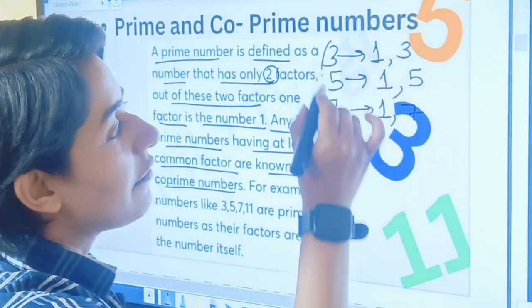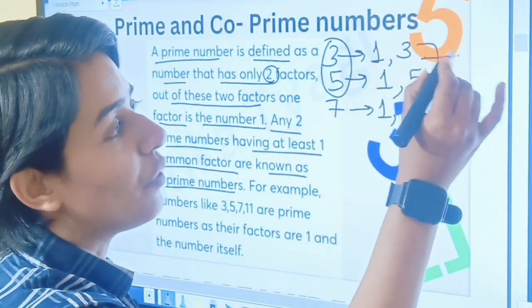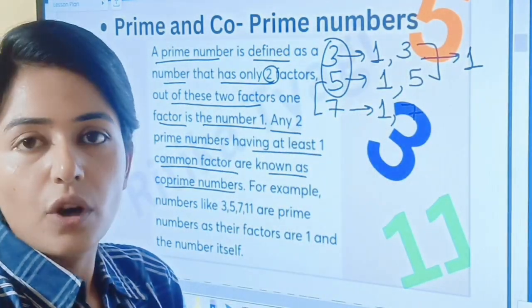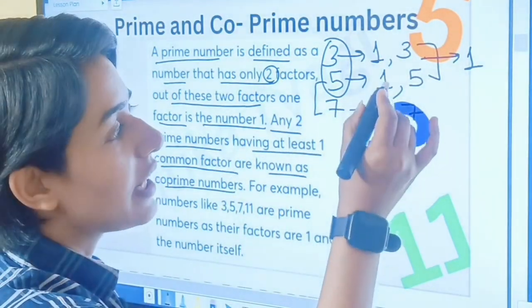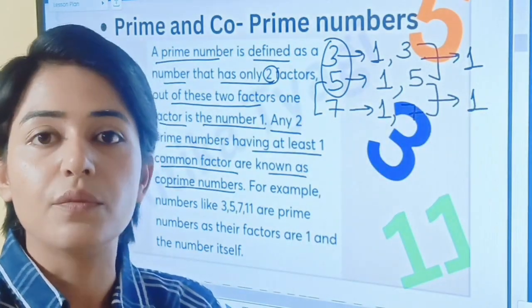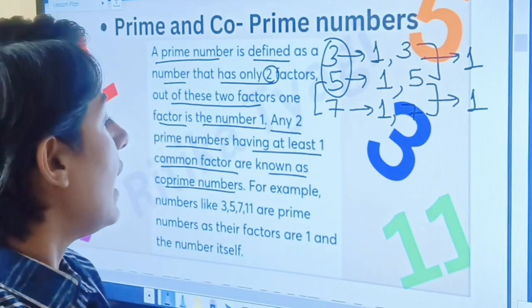Here 3 and 5 are co-prime because they have the common factor 1. Similarly, 5 and 7 are also co-prime numbers because they have the common factor 1 only. So the two numbers which have only 1 as a common factor are co-prime numbers.